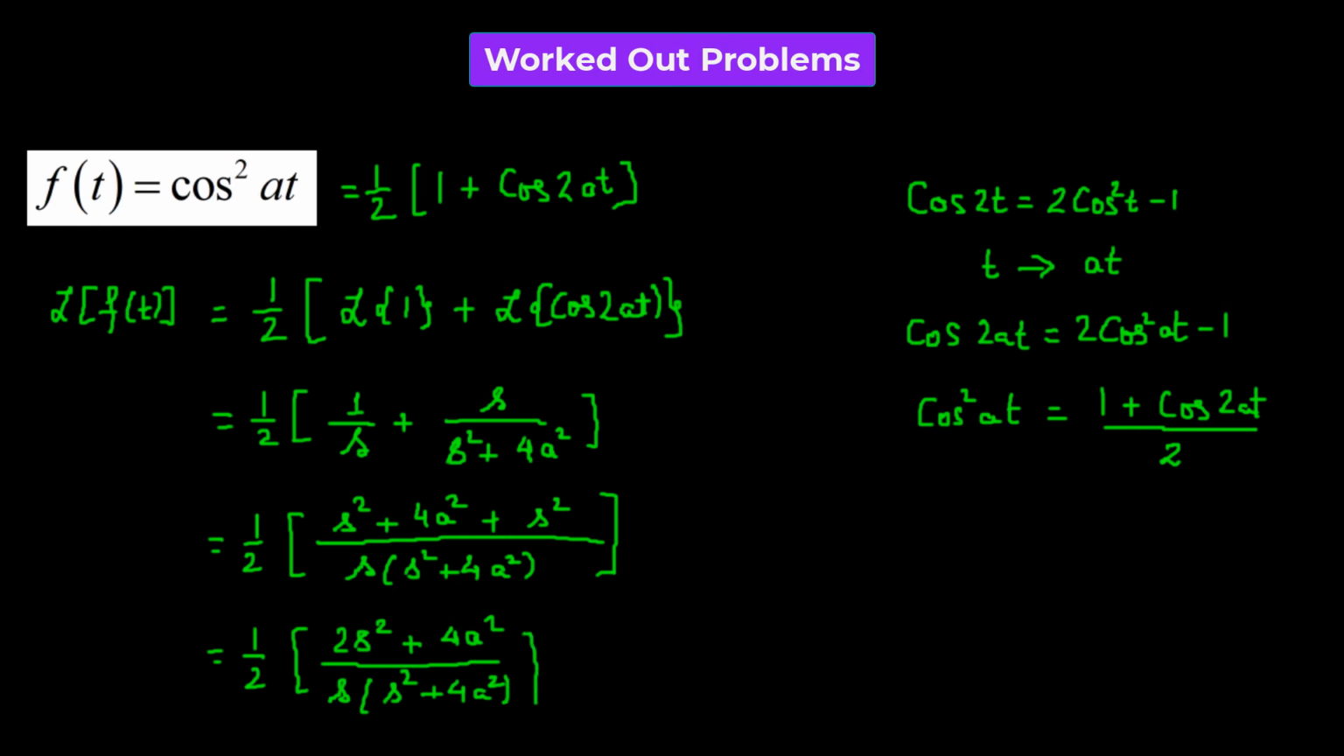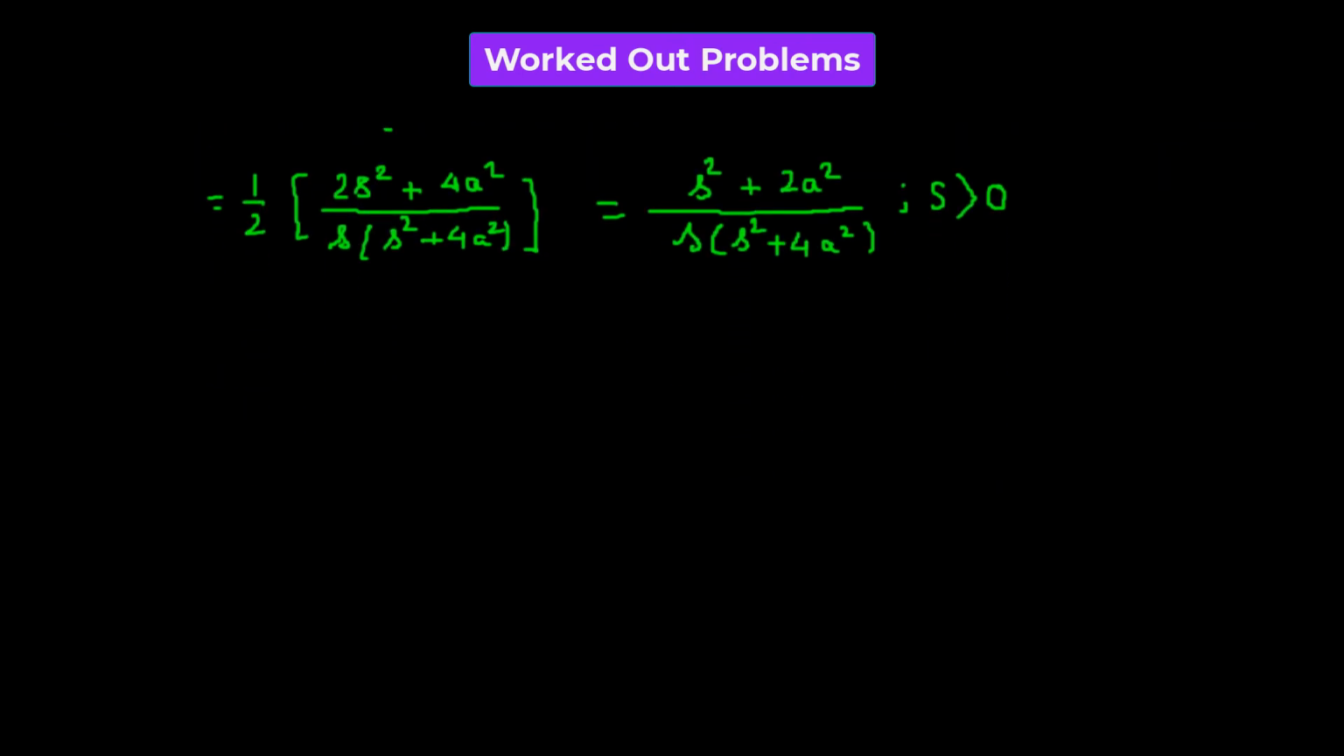Now we're going to divide both numerator and the denominator by 2. So in the numerator we have 2s squared divided by 2, so that will be s squared, plus 4a squared divided by 2, so that will give us 2a squared, whole divided by, so we already have a 2 in the denominator, so divided by 2 will give us 1. So we have s times s squared plus 4a squared. So this is the Laplace transform of the given function cosine squared of at, and this is going to be valid for s greater than 0.